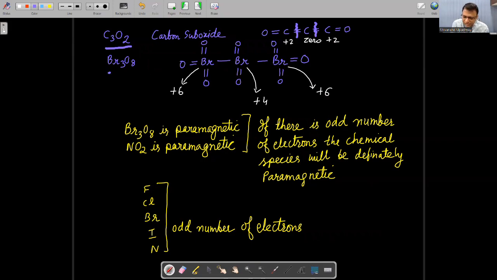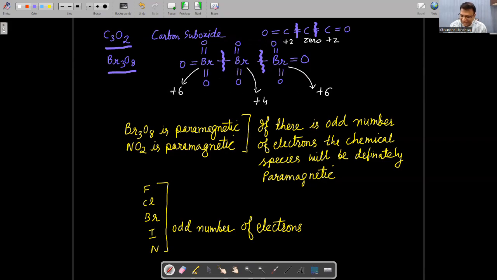Similarly, another example is given in NCERT, Br3O8. The structure is also given here. So this is the symmetric structure of Br3O8. So if I break this bond, because all the bromine atoms are sp3 hybridized, on breaking this bond, there is no development of charge. And oxygen is more electronegative than bromine. So on breaking these 4 bonds, there is +4 charge on the middle bromine atom, and the terminal bromine atoms are in +6 oxidation state. So again, there are 3 bromine atoms, but 2 types of bromine atoms. The difference in oxidation number of the 2 types of bromine atoms will be 2.